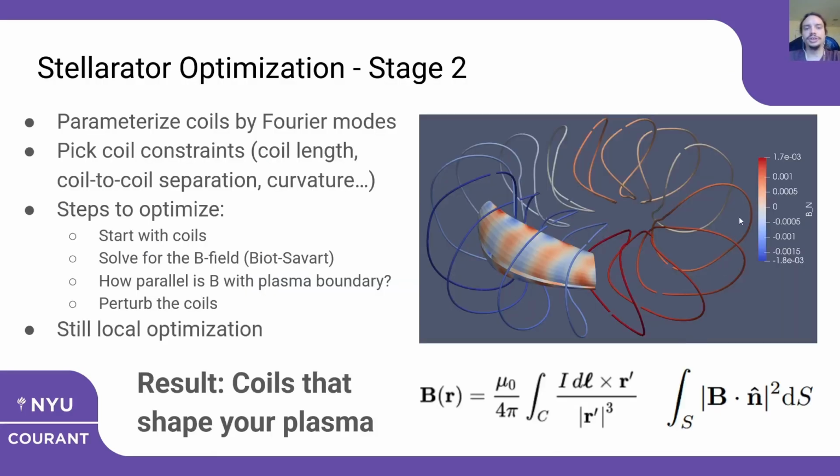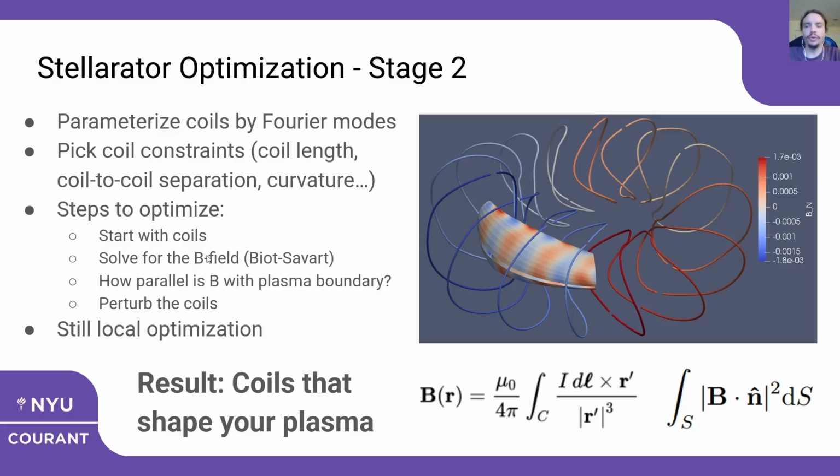Okay, but just because you have a shape for your plasma doesn't mean you can actually produce it. How do we find magnetic coils that shape the plasma just right? We need to do optimization again. This is stage 2. We parameterize our magnetic coils, also using a Fourier series. We pick some constraints like the length of the coils, how far apart we want them to be, and how curved they are. And then we optimize.